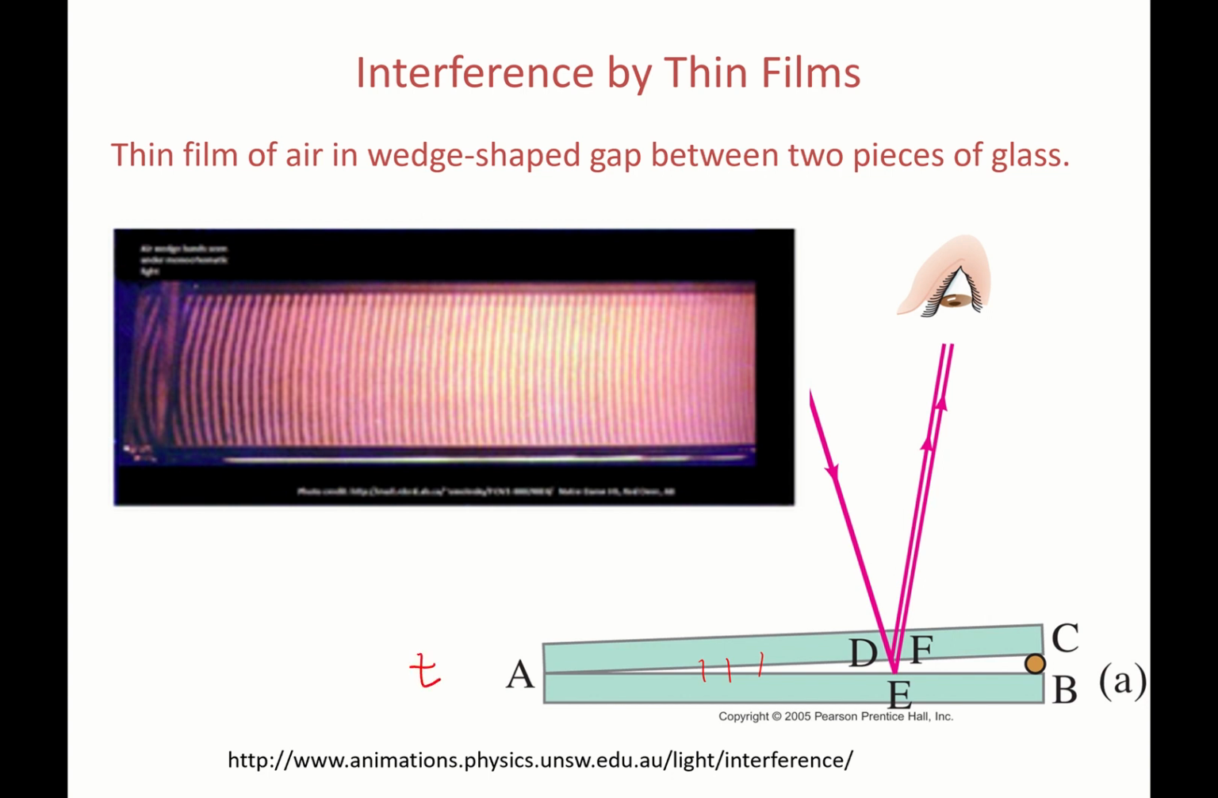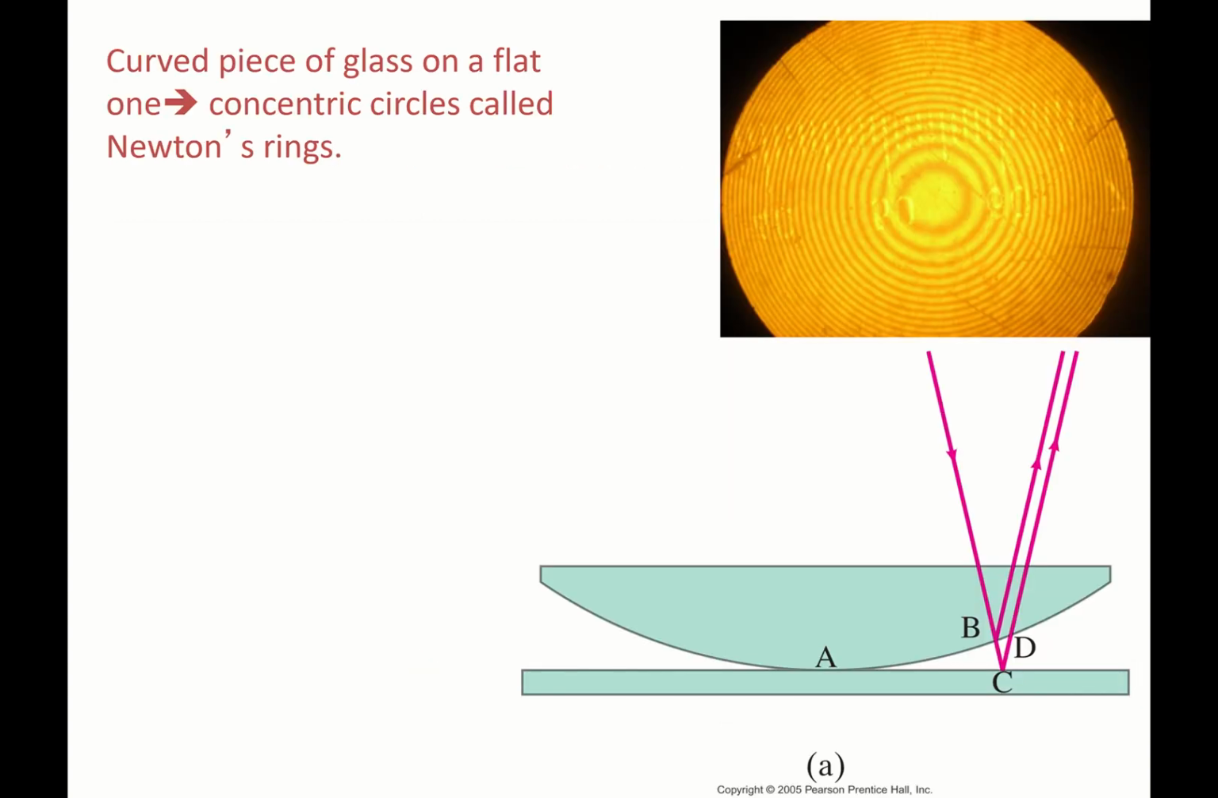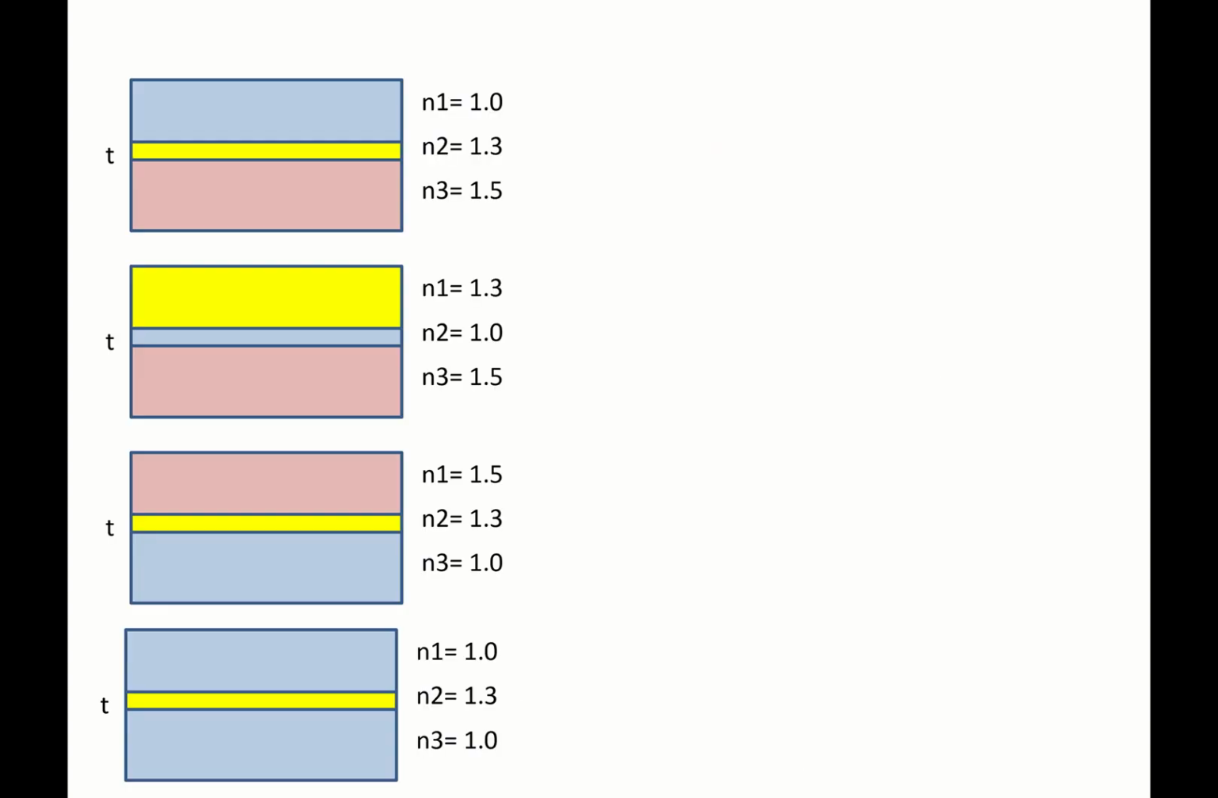Here's another example where you can see the thickness of the gap change, when you have a curved piece of glass on top of a flat piece of glass. Again, you're going to alternate between constructive and destructive interference, and those concentric circles are called Newton's rings.